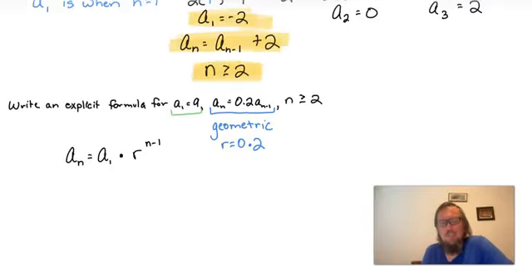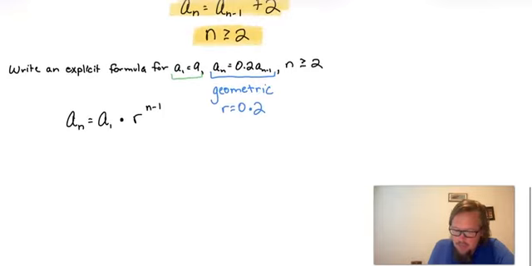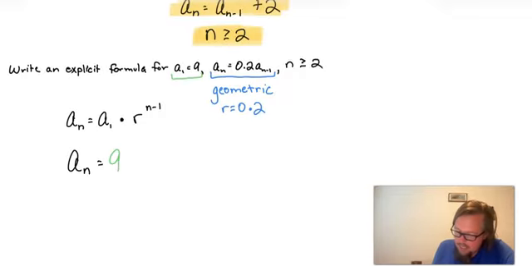And now we just plug in the information we have. So a sub n equals a sub 1, which was 9, times our rate, which was 0.2, to the n minus 1 power. And there's our explicit formula.